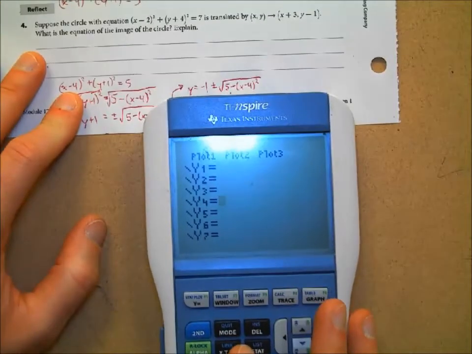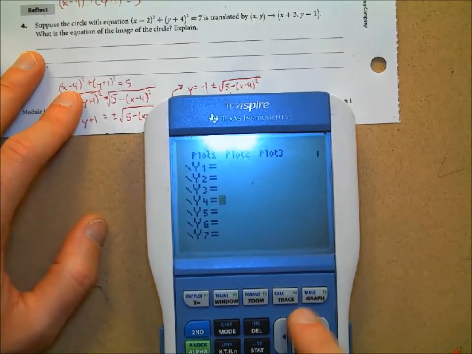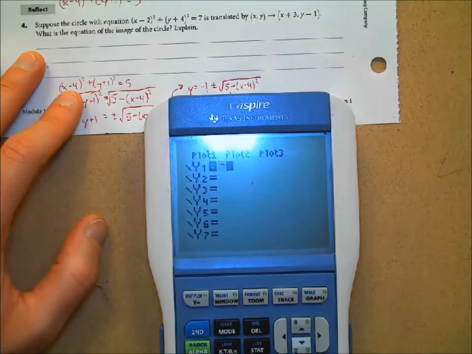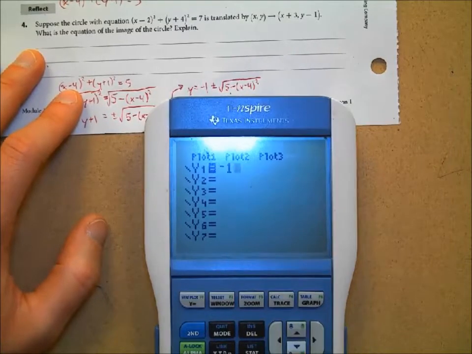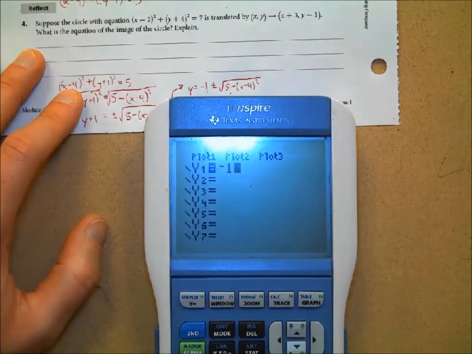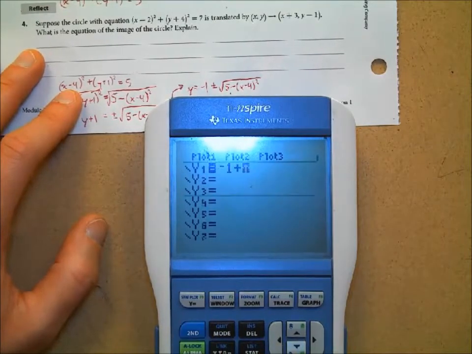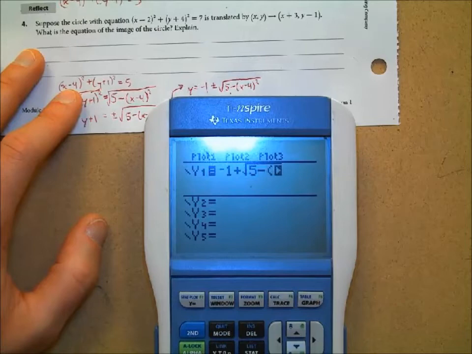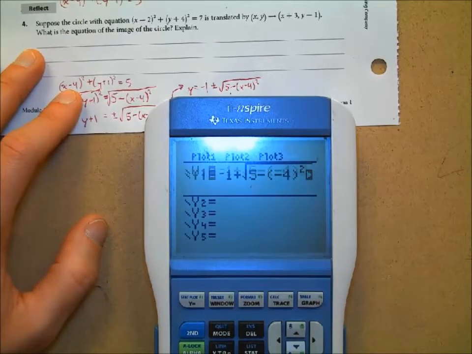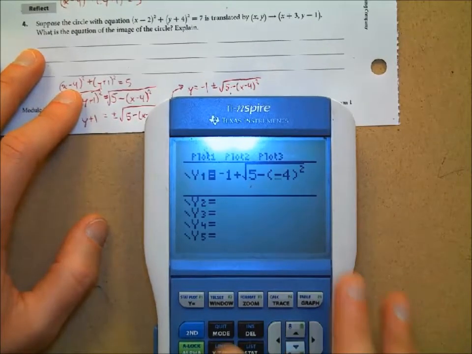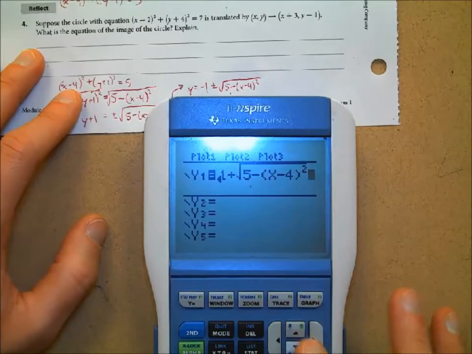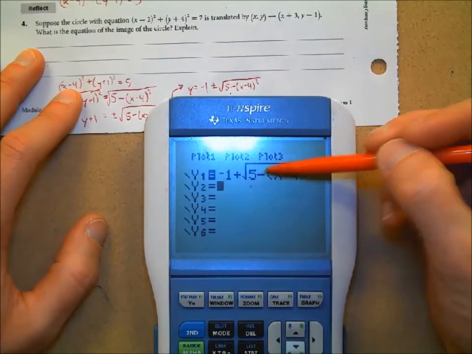All right. We're going to go up to y1 here. We'll type in negative 1. Now, plus or minus, we can't do plus or minus. There is no plus or minus command in our calculator. Actually, there might be, but it doesn't quite graph the way we want it to. So we're just going to graph 2 graphs. We're going to graph negative 1 plus the square root of 5 minus the quantity x minus 4 squared. Whoops, I missed an x.